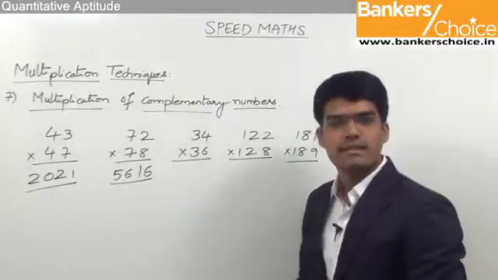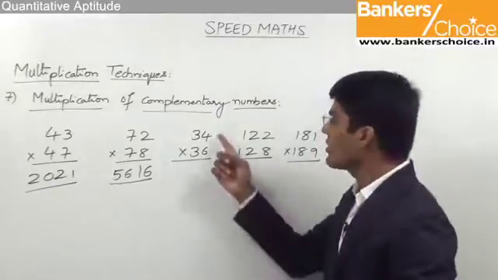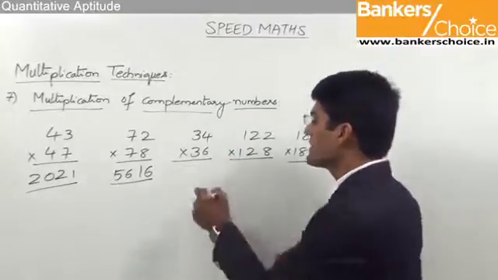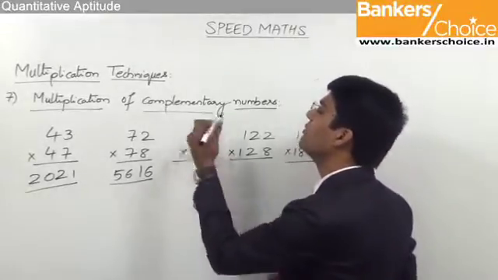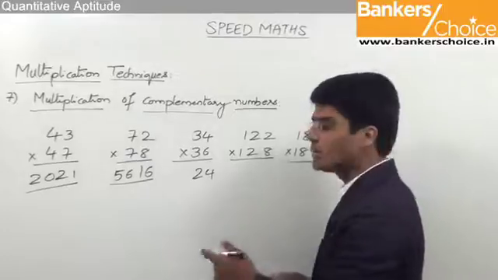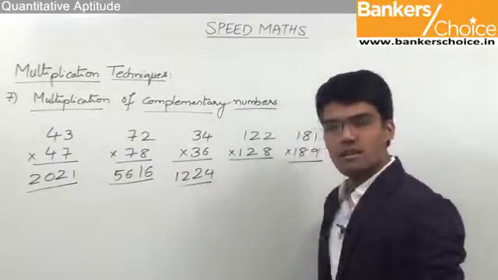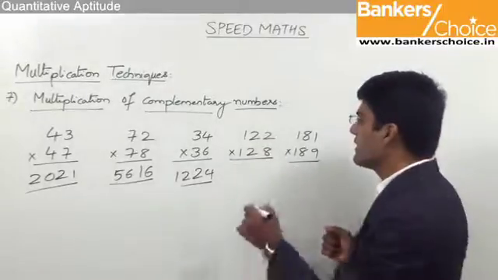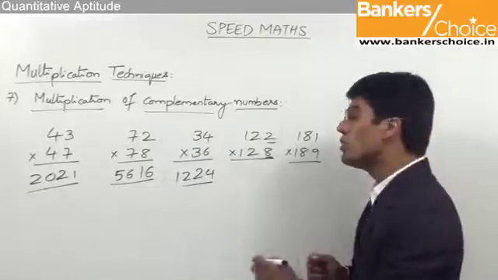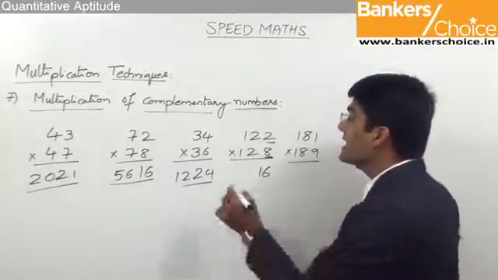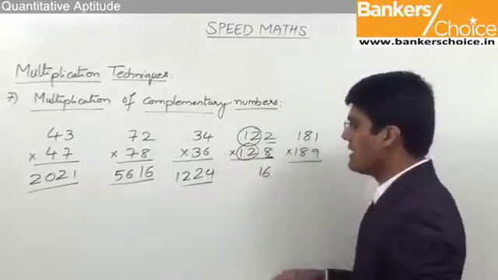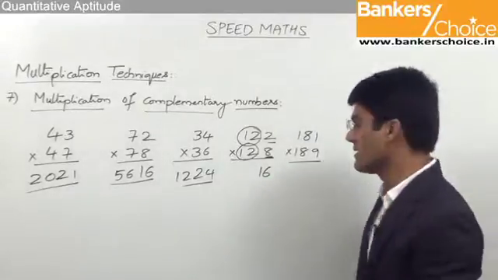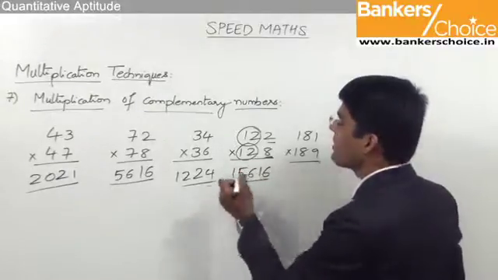Moving on to 34 and 36, even these are complementary numbers. Why? Because 4 plus 6 equals 10 and the tens places are equal. So 4 into 6, 24, and 3 into 4, the next digit after 3 is 4. So 3 into 4, 12. So the answer here is 1224. 122 into 128. Now as you can see here, unit places are 2 and 8. So 2 into 8 is 16 and the remaining part of the number here is 12. So 12 into the next integer, that is 13. 12 into 13 is 156. So the answer here is 15616.